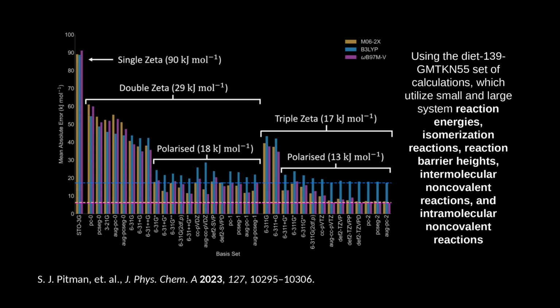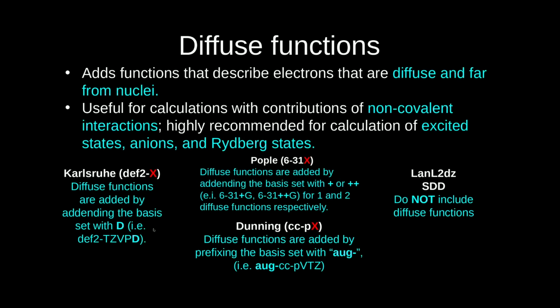For the functionals M06-2X, B3LYP, and omega B97M-V, for all of the double zeta basis sets, they found that by adding polarization functions to the calculations, they greatly improved the accuracy of the results and reduced the mean absolute error. The same trend was seen for triple zeta basis sets, where adding the polarization functions greatly improved the accuracy. So I would suggest, if your reaction includes any of these types of effects, to include polarization functions in your calculation.